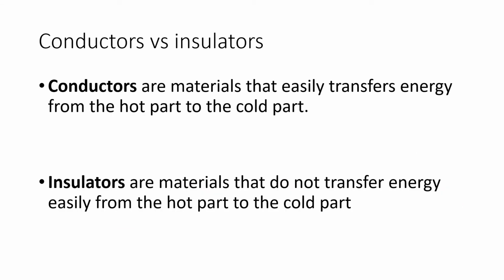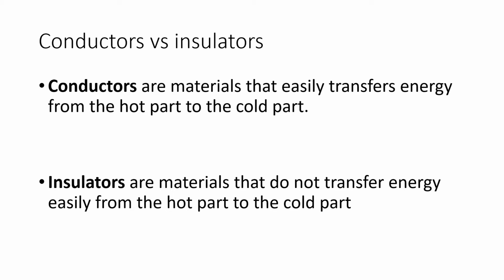Now we have two new terminologies. We've got the word conductors and we've got the word insulators, and you may have heard these words before. A conductor is the name given to any material that will easily transfer energy, specifically heat energy, from one hot part to a cold part. An insulator is a type of material that does not transfer energy easily. And again, in terms of heat, we talk about going from hot parts to cold parts.